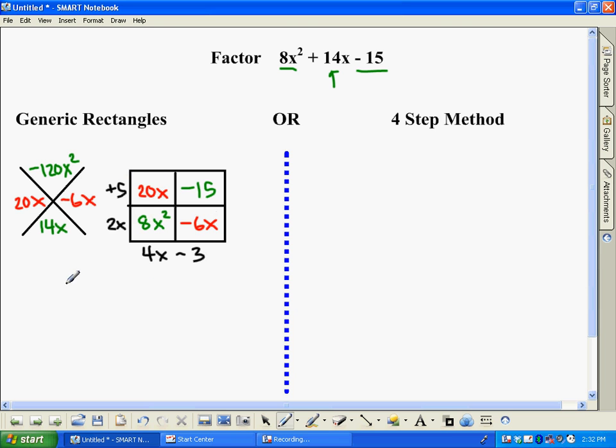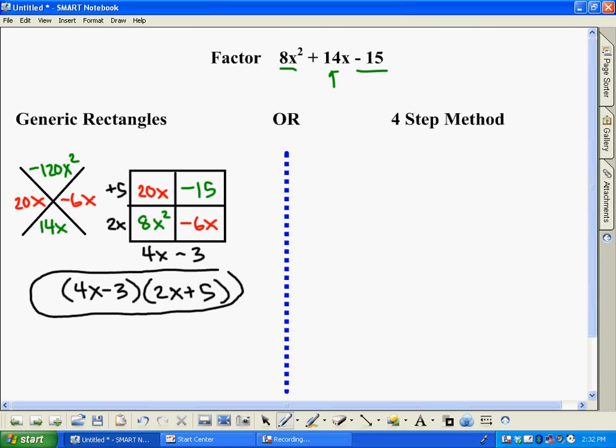So what's my answer here? 4x minus 3 times the quantity 2x plus 5. And like I was saying earlier, you can always check your answer. So you can always know before you're done, am I right or not? So you use FOIL. 4x times 2x gives me 8x squared. 4x times 5 gives me 20x. Negative 3 times 2x is negative 6x. And negative 3 times 5 is negative 15. And lo and behold, it's what we started with up here. Alrighty, and let me show you how to do the 4-step method one more time.